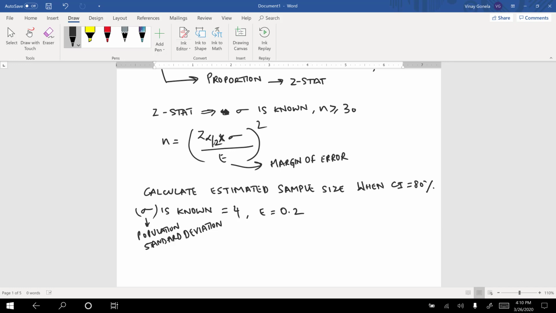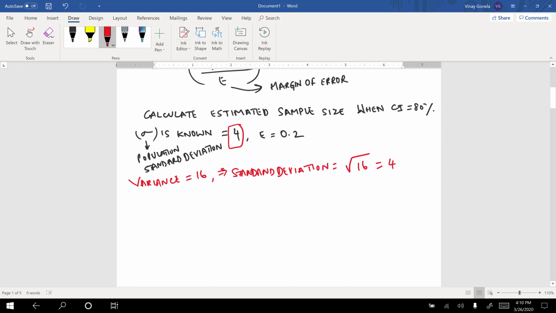So sometimes instead of giving you this 4, they will say variance. They will give you variance, which might be 16. Then you can calculate standard deviation by doing square root of 16, which is 4. So standard deviation is square root of variance. So sometimes they will give you variance, sometimes they will give you standard deviation. So the problem is like that.